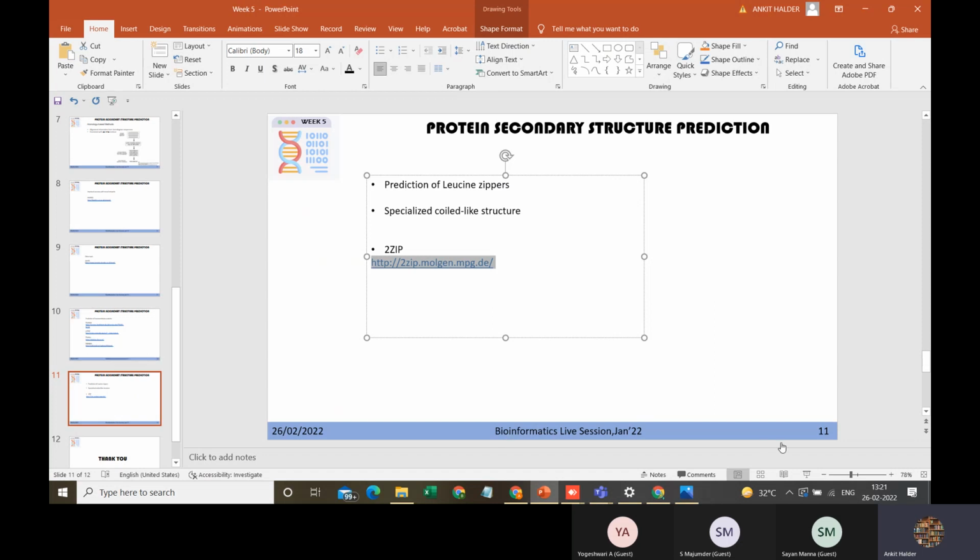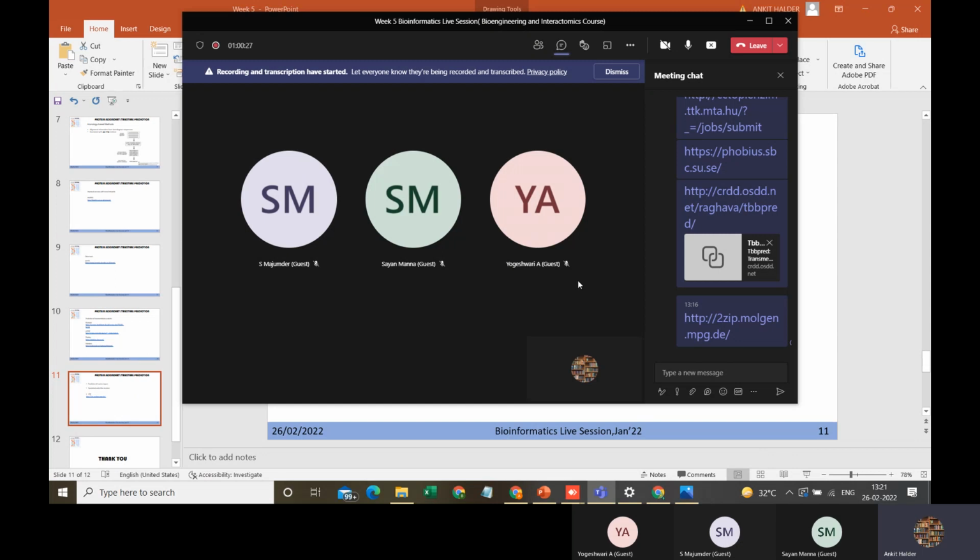Do you all have any questions? You can also try out these different tools using different structures and different protein sequences, and find out how they go. So if you all have any question.